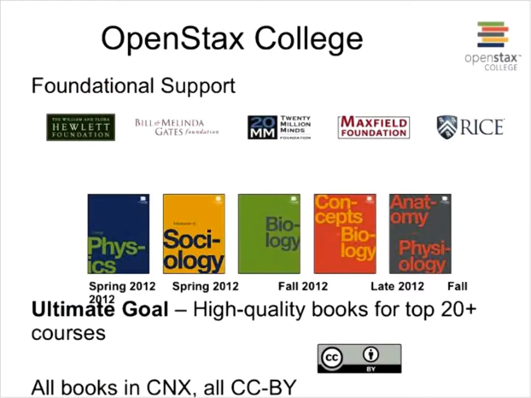So thanks to the generous foundation support of the Hewlett Foundation, the Bill and Melinda Gates Foundation, 20 Million Minds Foundation, and others, we're developing high-quality books for the top 20 courses. The first two, which are publishing now, Physics and Sociology, Biology, Concepts of Biology, and A&P will be out later this year. And we'll have 20, and all the books will be available at OpenStax College and in Connexions, and all will carry a CC BY license, meaning that you will be able to take those and do with them as you need for your courses.